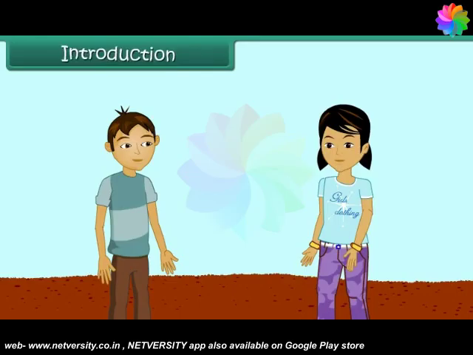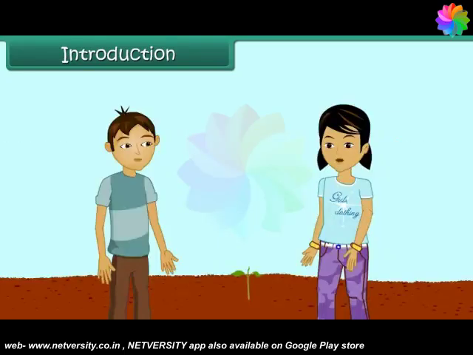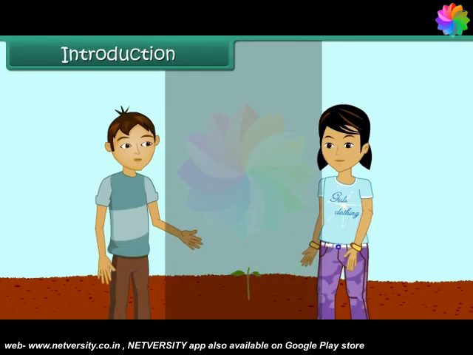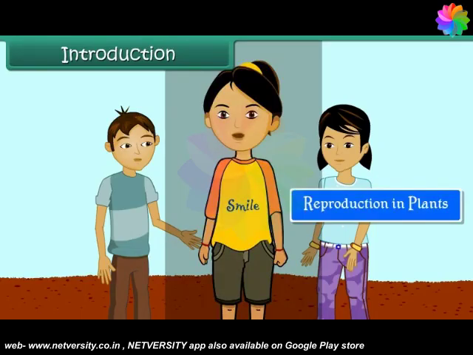Introduction. Look, Ruchika, there is a new plant arising in the soil. Yes, there are only 2 small leaves coming up in the soil. Ruchika, do all the plants grow up like this only? No, Rahul, there are many other methods by which plants give rise to new plants. Children, in this lesson, we will learn about how plants reproduce.